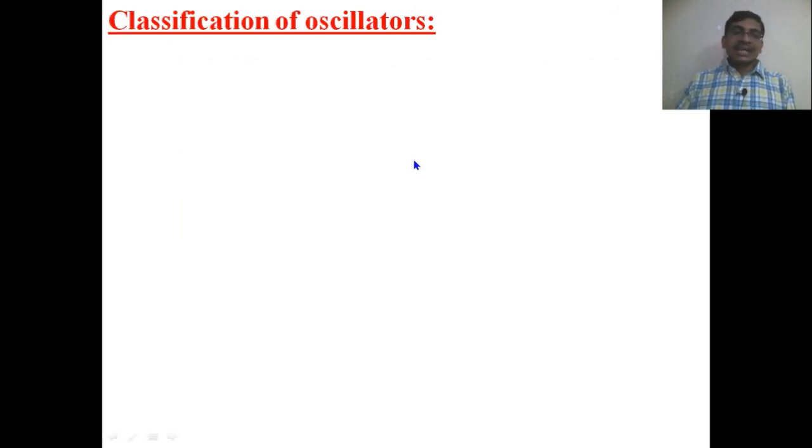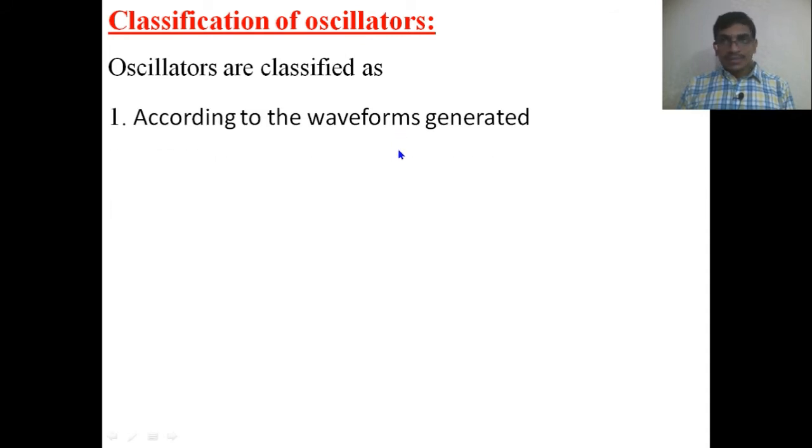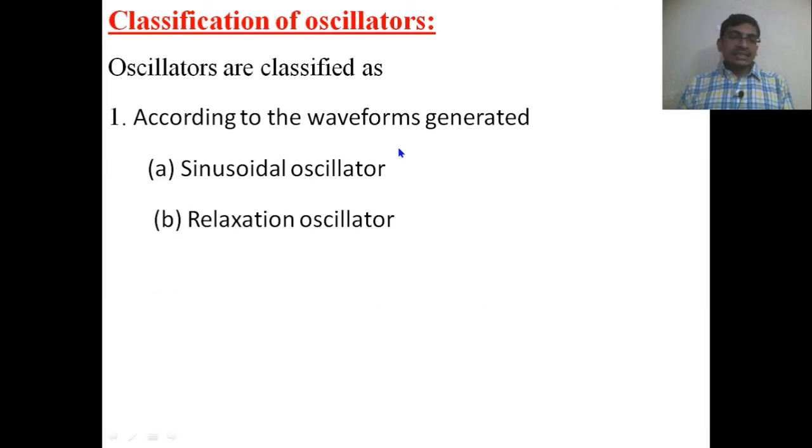Let us see the classifications of oscillators. According to the waveform generated, oscillators are classified as sinusoidal oscillators or relaxation oscillators. We have already seen what a sinusoidal oscillator is: it generates a sinusoidal signal. A relaxation oscillator generates any signal other than sinusoidal.